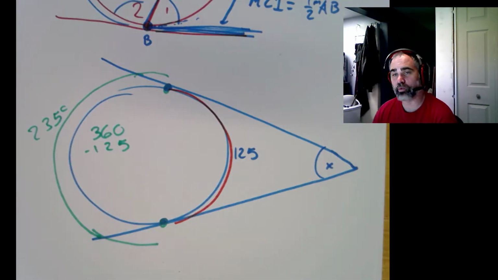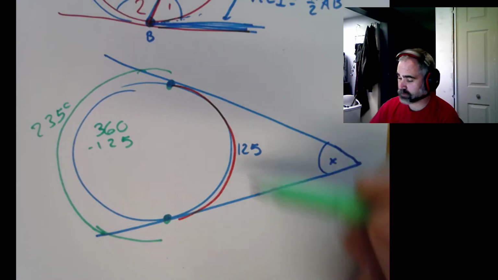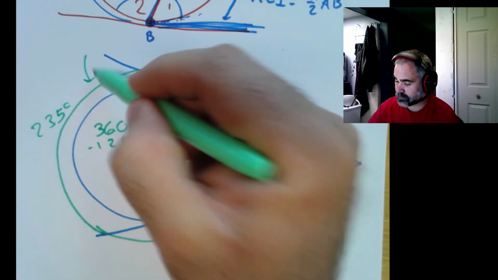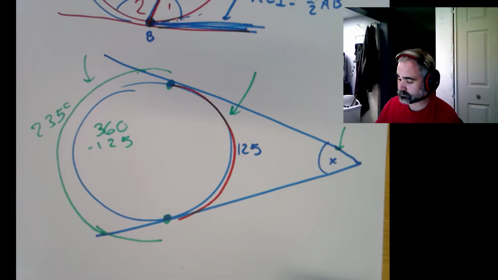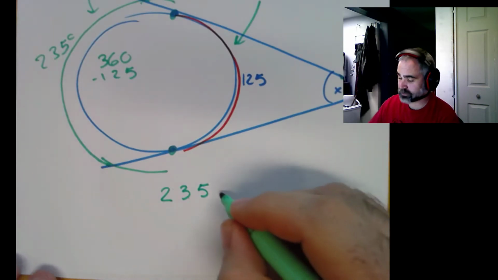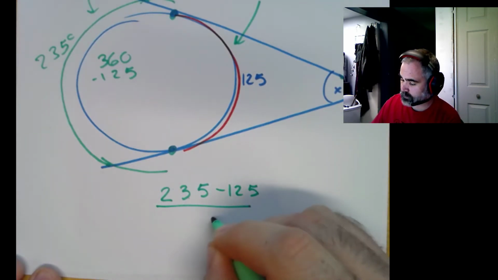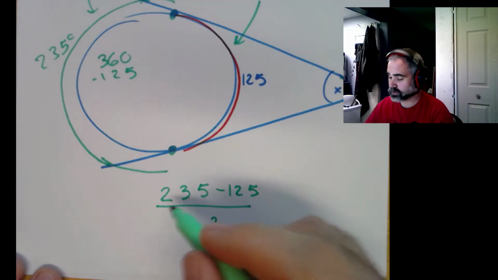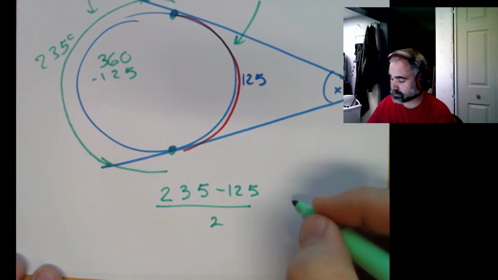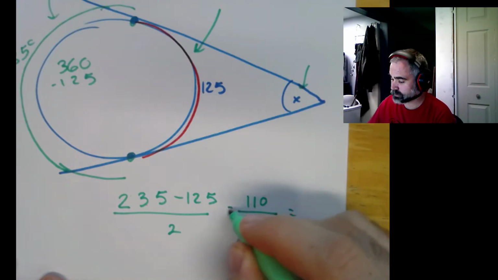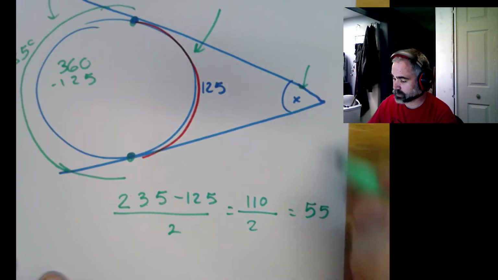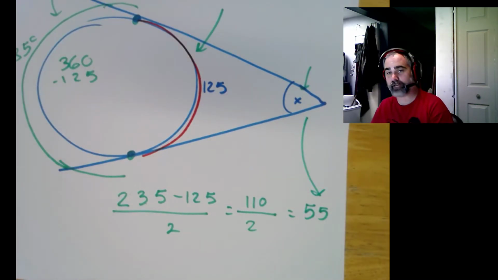And now we can use the formula. We have the two angle measures. I've got this one here and the bigger one. I subtract them, divide by 2, and it gives you x. All right, so let's try it. 235 minus 125, divide by 2. Let's see what you come up with. 235 minus 125 is 110. Divide by 2 is 55 degrees. So x is 55 degrees.